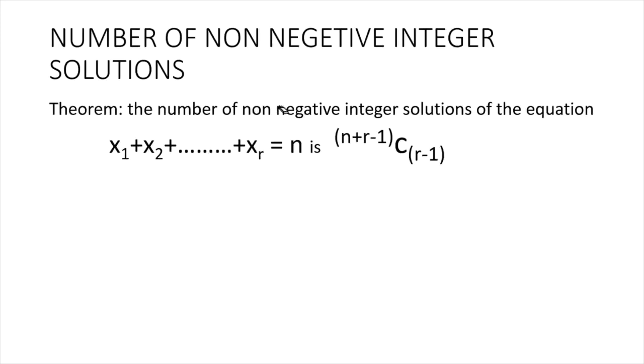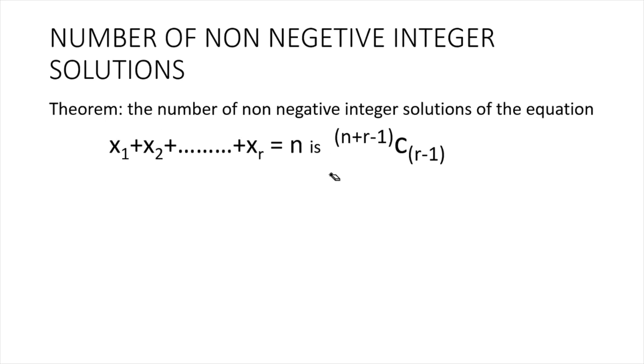Before solving the remaining problems in the last exercise, let me introduce this interesting result. The number of non-negative integer solutions of the equation x1 plus x2 plus x3 so on up to xr is equal to n is going to be n plus r minus 1, choose r minus 1.